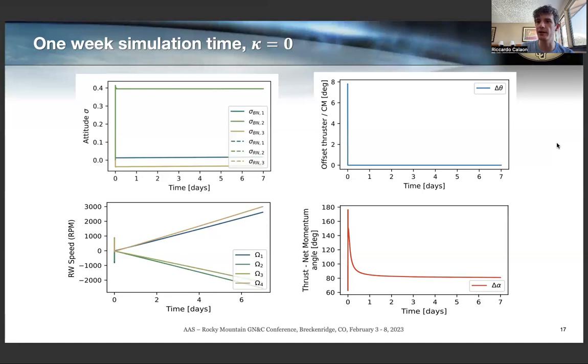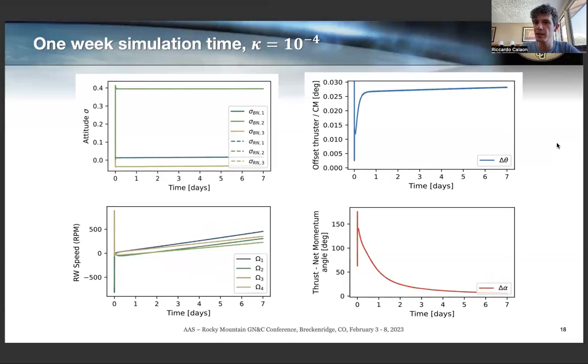Why is this important? It'll become clear in the next slide, where, in fact, we start from the same assumptions, but we are applying a proportional gain kappa of 10 to the negative 4 hertz. We see that the behavior in this case is significantly different, where in fact we are performing momentum dumping. And we can see that because with the same configuration, we see our reaction wheel speeds over the same 1 week time frame. They're still growing, but they're growing to angular rates that are less than 500 RPMs each.